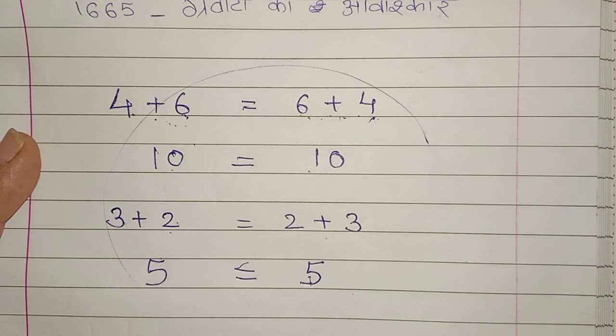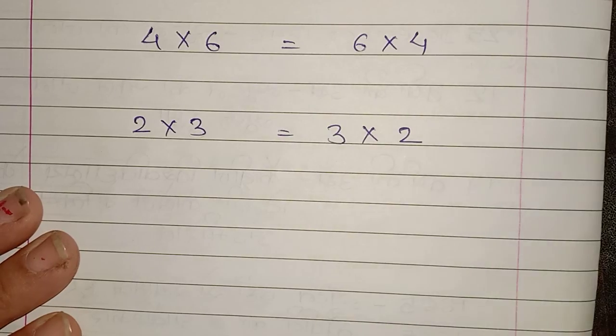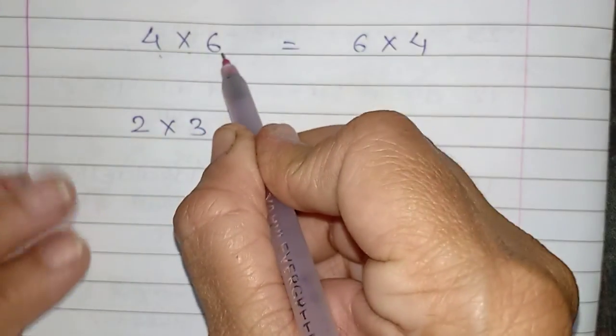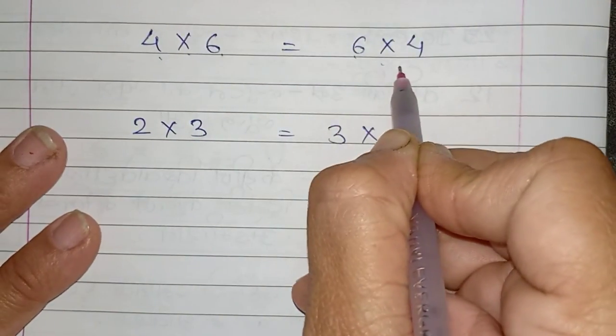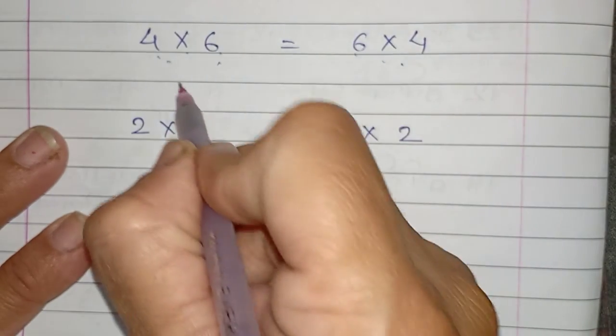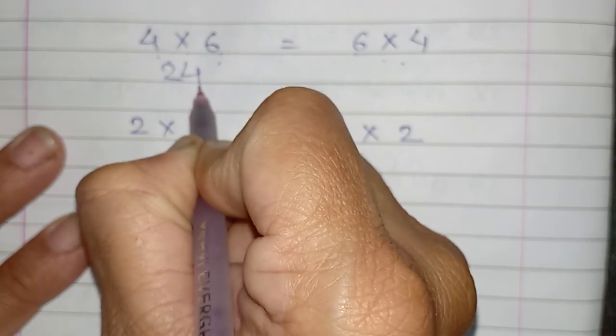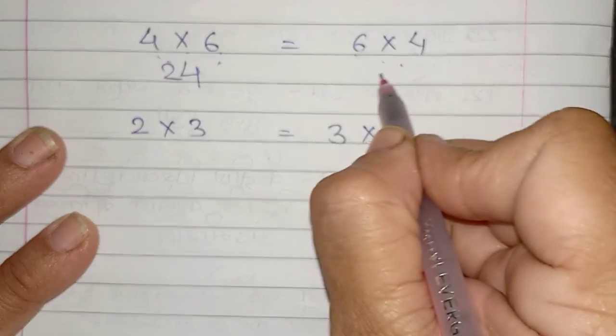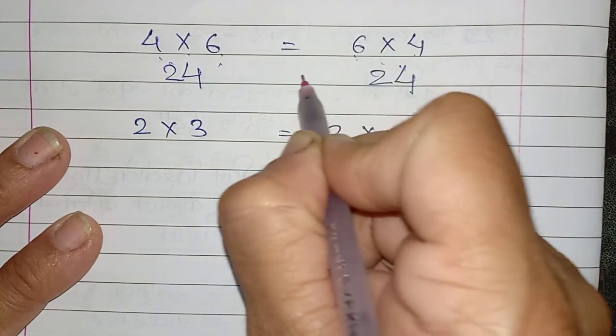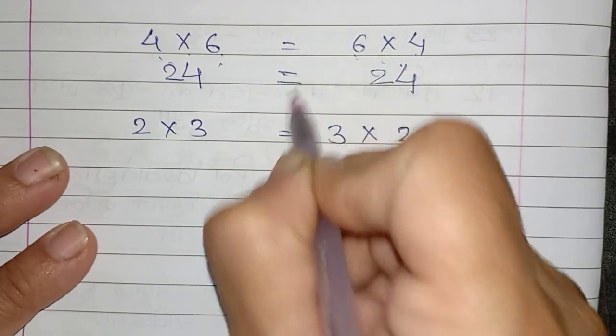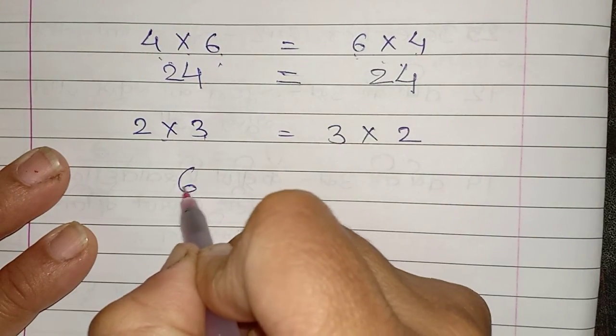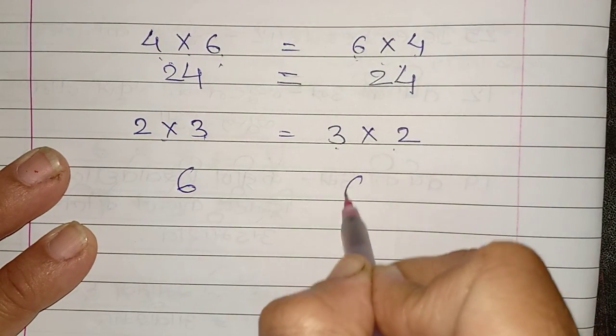Now, let's check for multiplication. Here I have written 4 into 6 and 6 into 4. Now, 4 sixes are 24 and 6 fours are also 24. So the answer is the same. 2 threes are 6 or 3 twos are also 6.